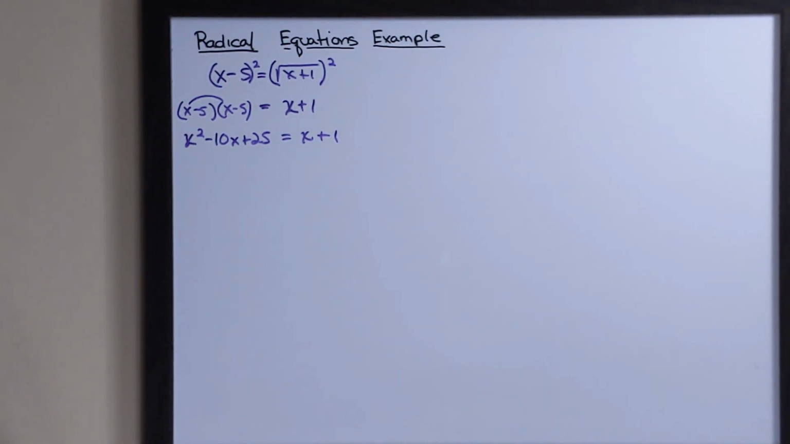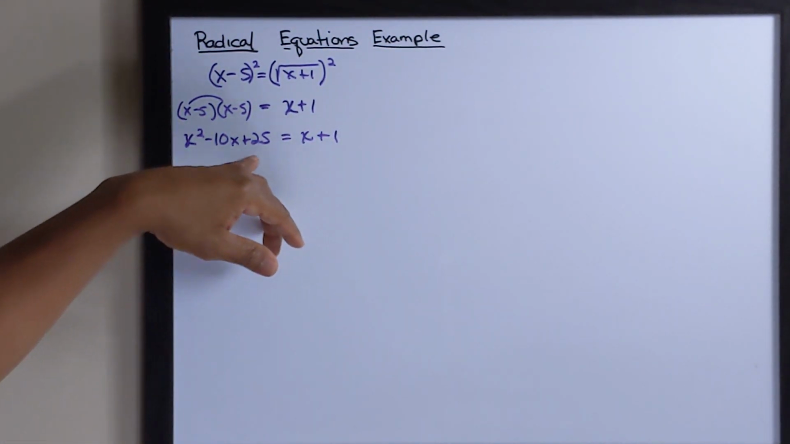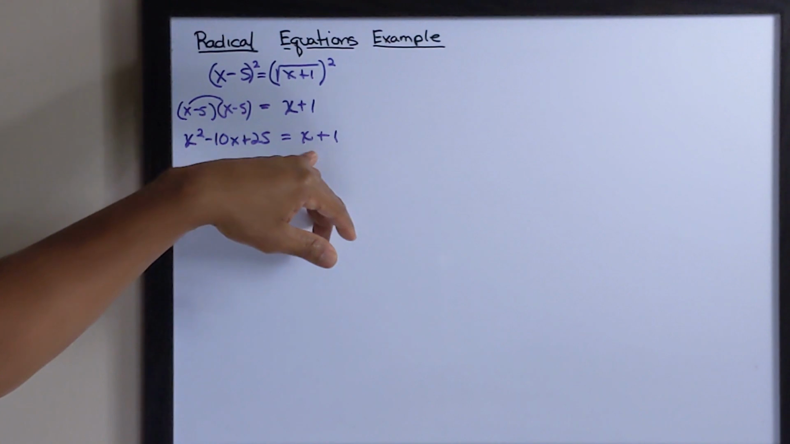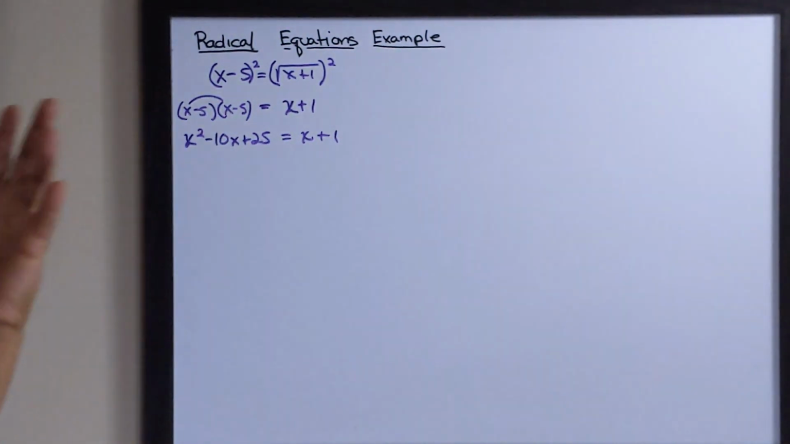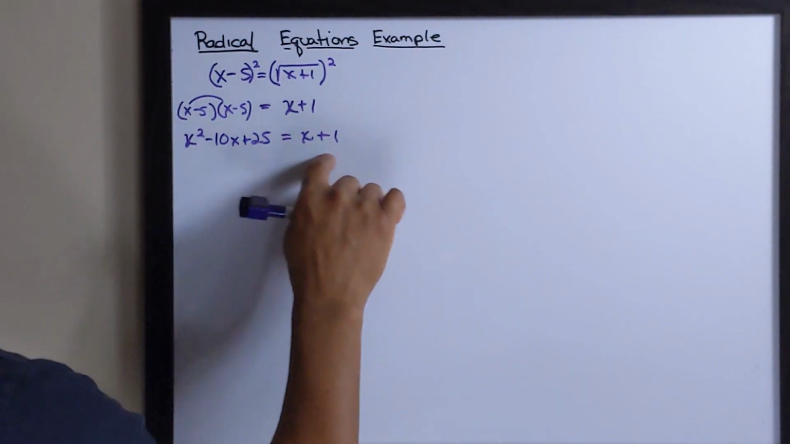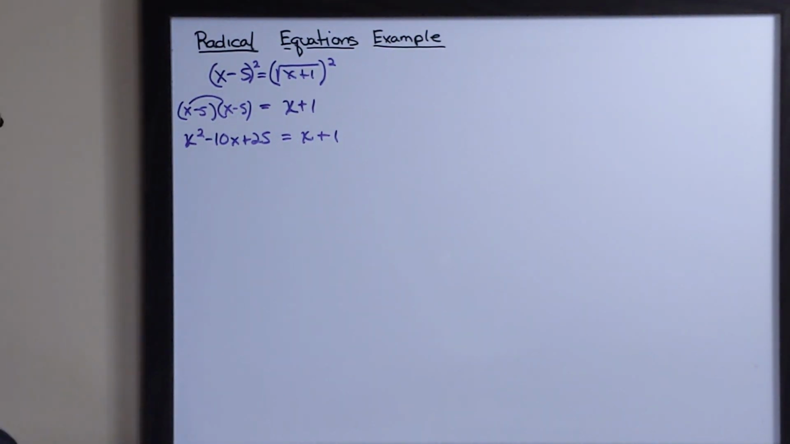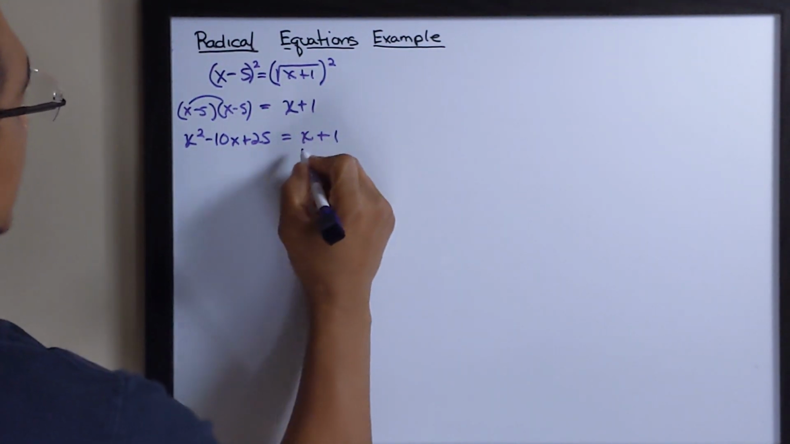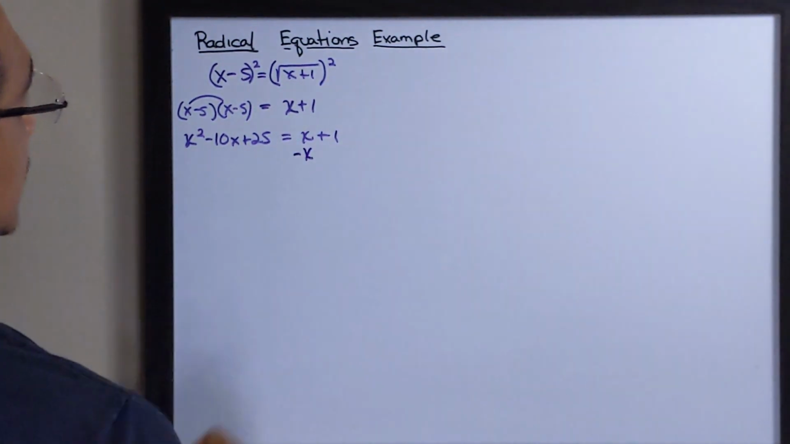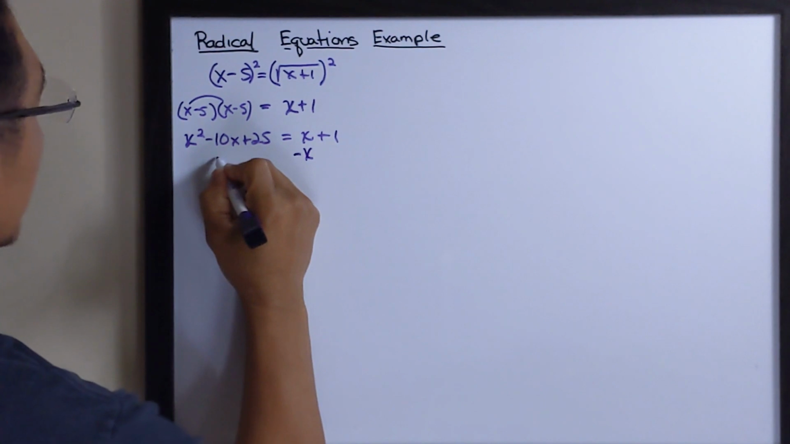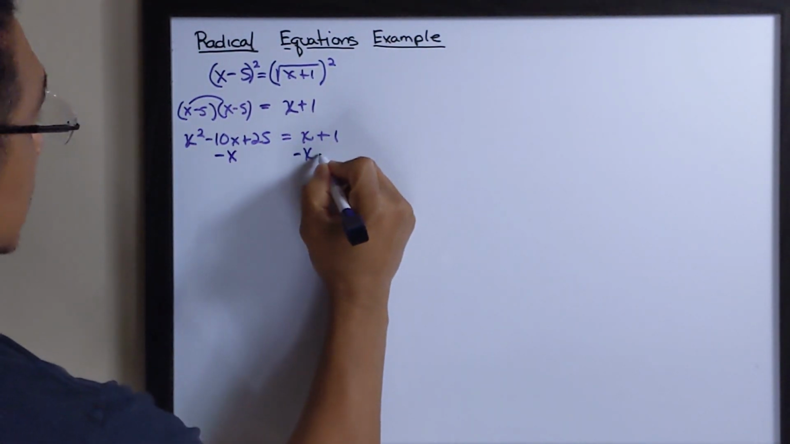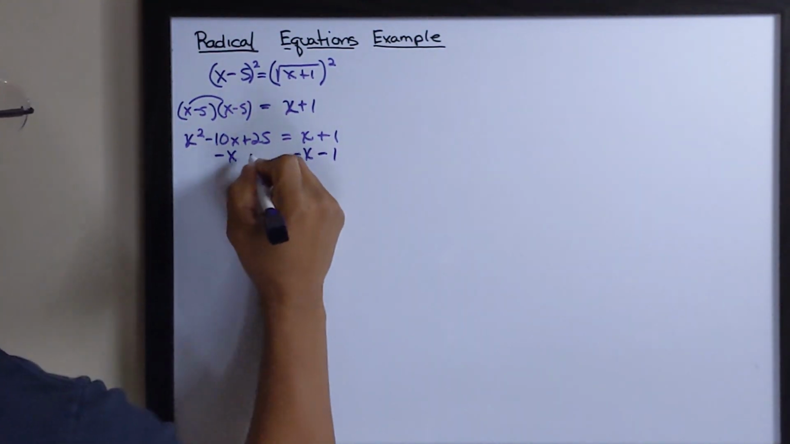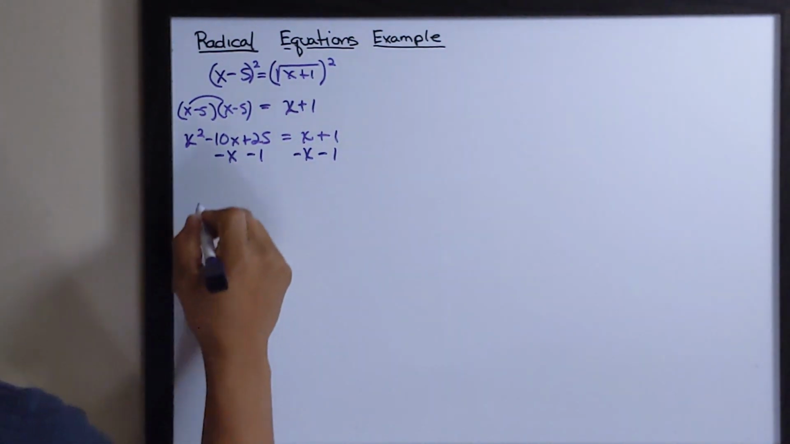Now we have all these different terms on the left hand side and on the right hand side. What we want to do is combine all of the like terms and bring them all to one side of the equation. The easiest thing to do is to move everything to the left side. So I'm going to subtract the x from this side and put it under the like term over here. I'm also going to subtract this 1 from this side and put it under the like term over here.